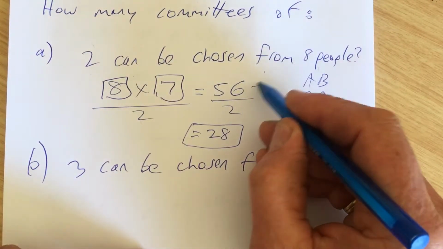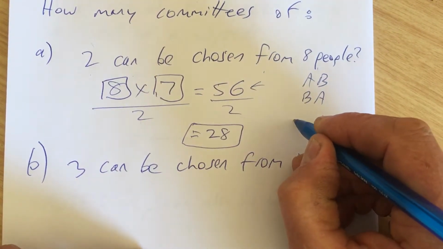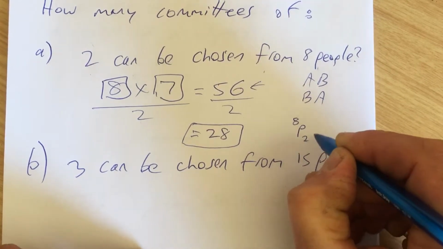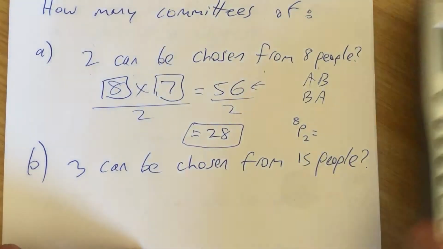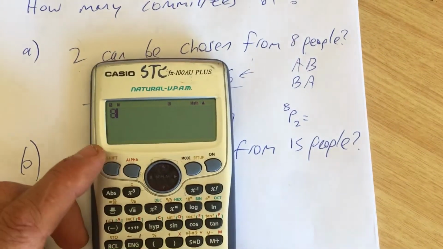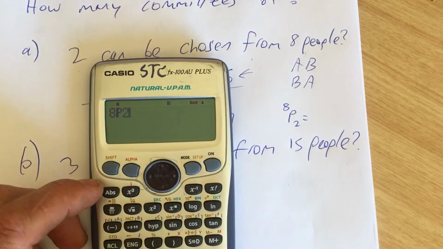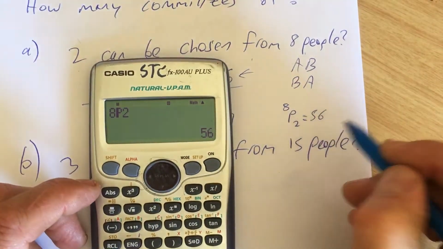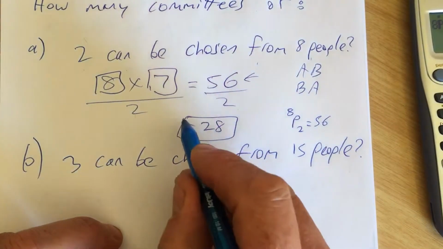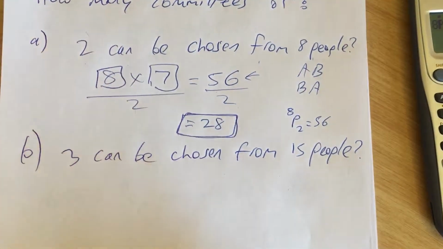By the way, this 56 is the same as using NPR, the same as saying from 8 people, how many ways can I pick 2 people if order matters? And I'll just show you NPR. It's going to be 8 NPR 2, which is 56. And then divide that by 2. Obviously there's a quicker way to get that, which we'll talk about in a minute.